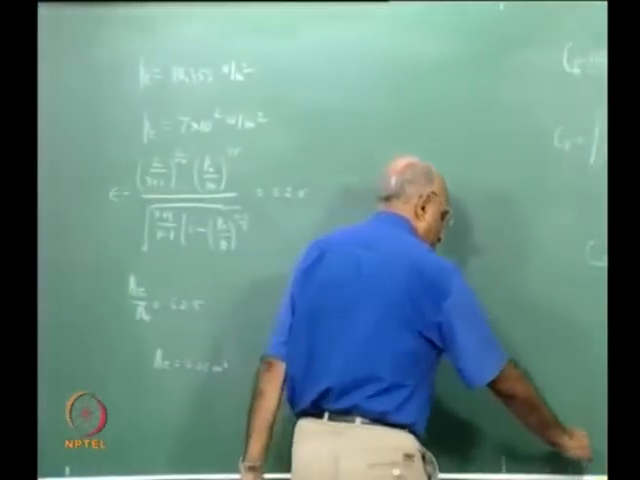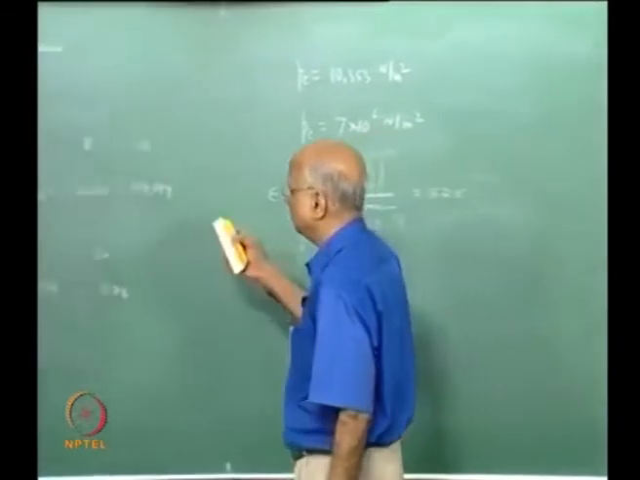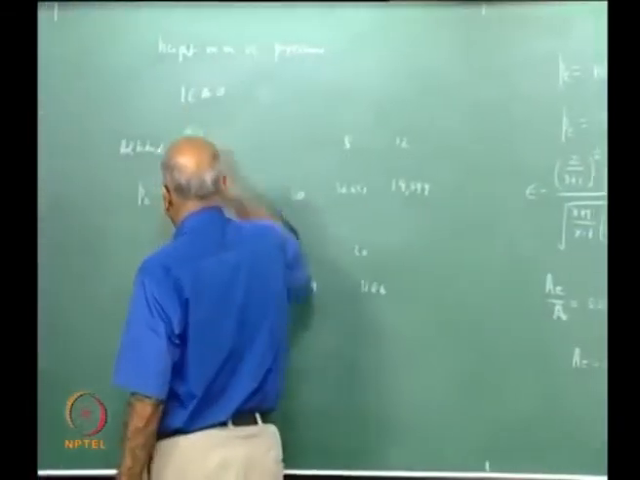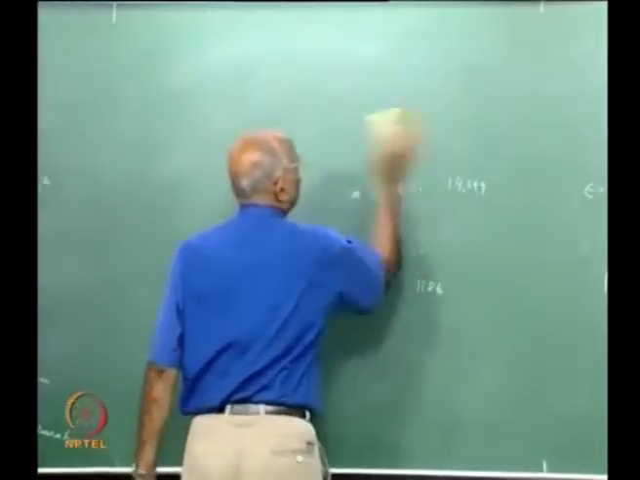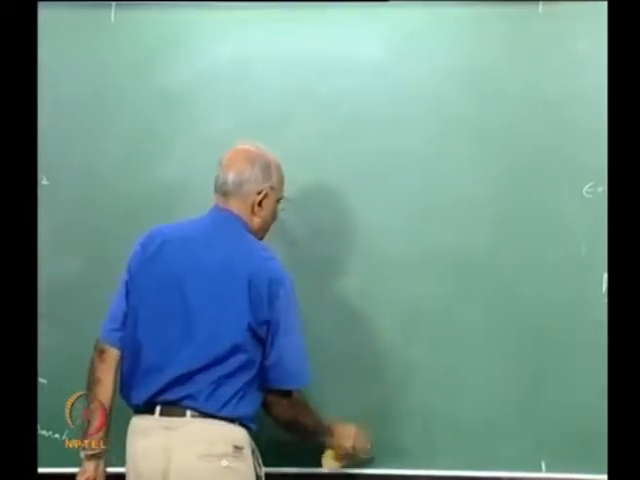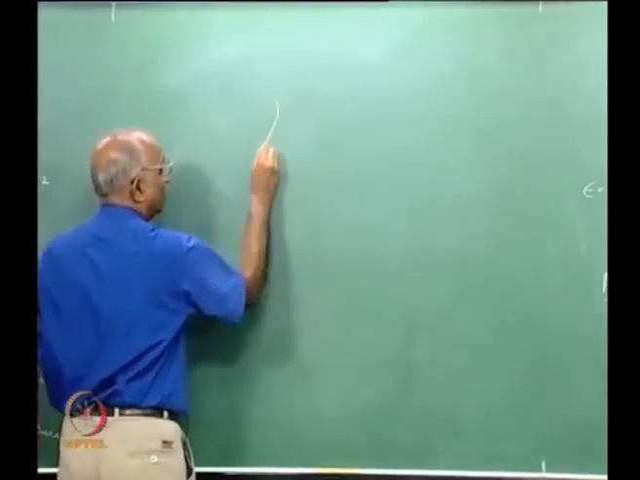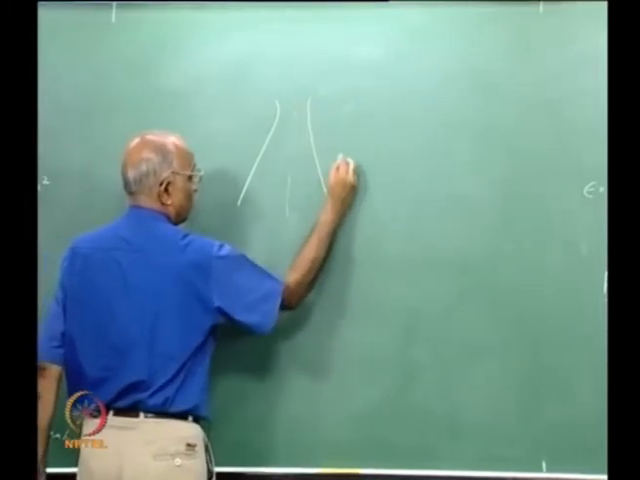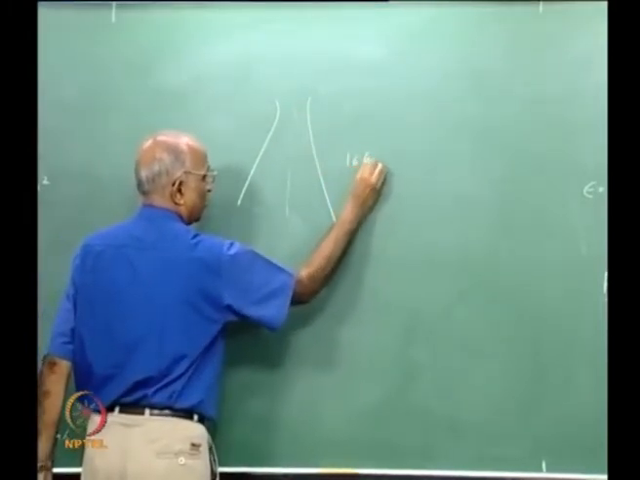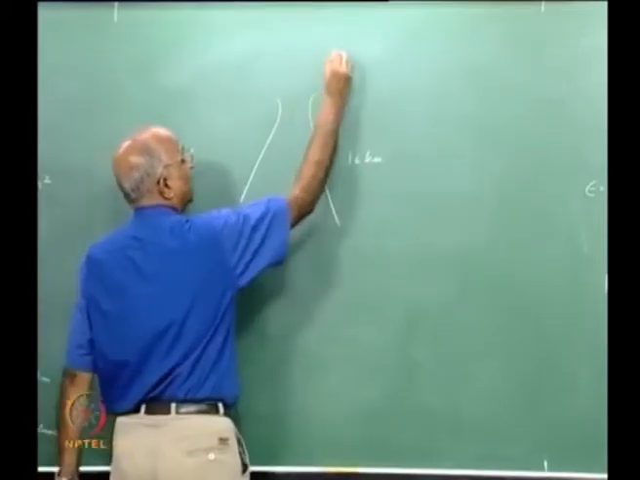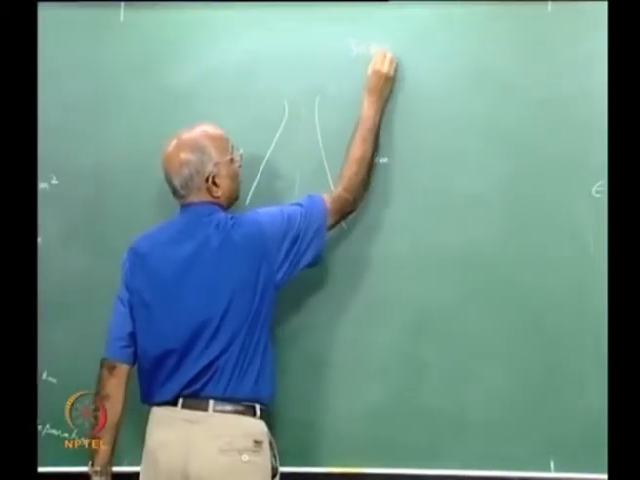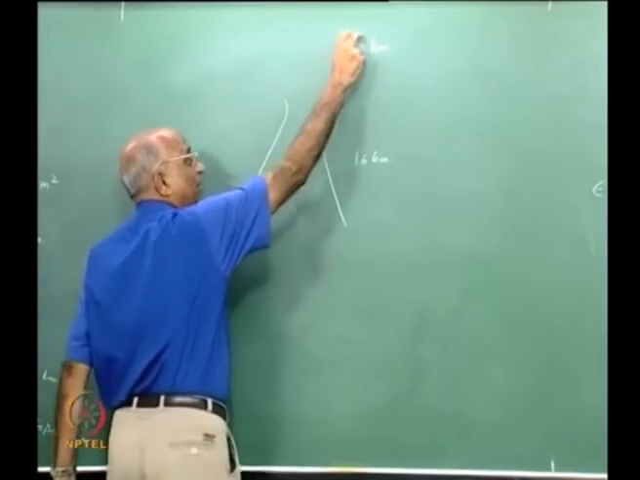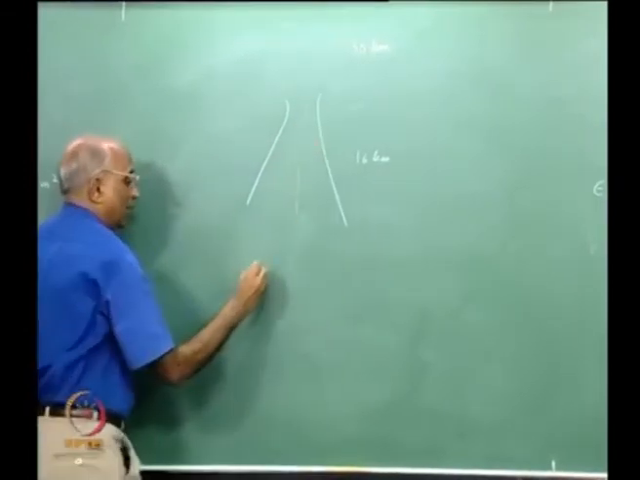That means what has happened? You had a nozzle, I think I'll erase this out now. You had a nozzle which was designed for 16 kilometers, you are operating it at 30 kilometers. If it was designed for 30 kilometers, it would have been optimum at 30 kilometers.